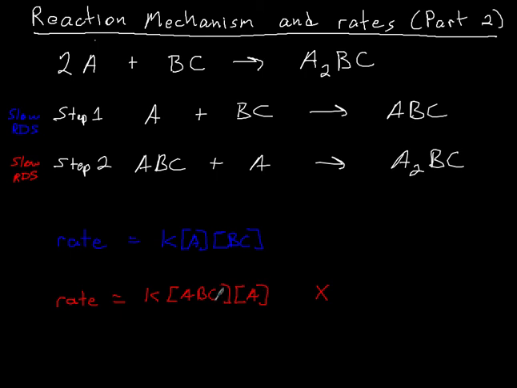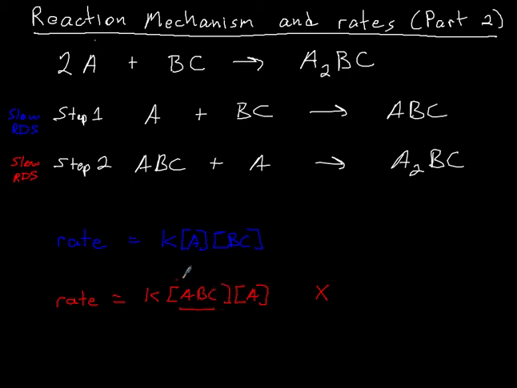And the reason why it is wrong is because ABC, this ABC particle, is not a reactant. Look up here in the original equation. We have A and we have BC. There is no ABC. And remember, rate laws must be based upon reactants. And so this is not correct. And so how are we going to handle the fact that we have an ABC in our quote-unquote rate expression?